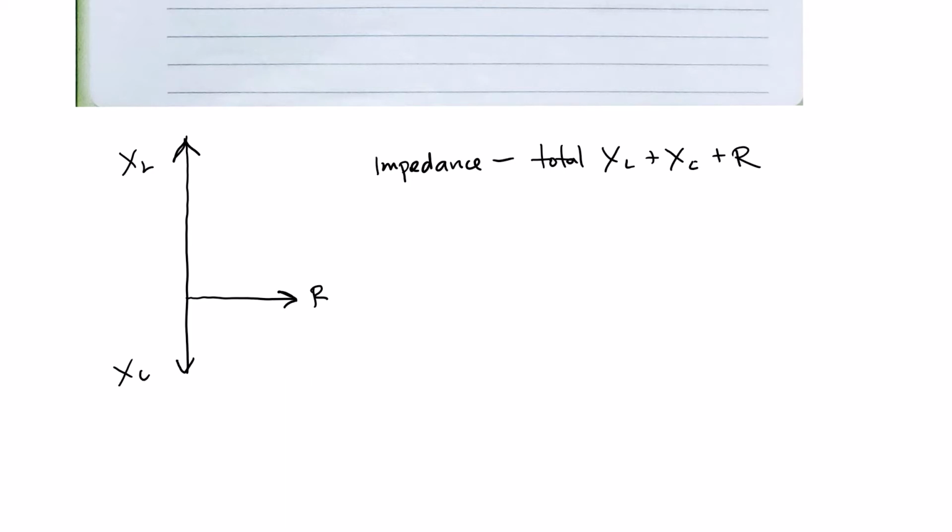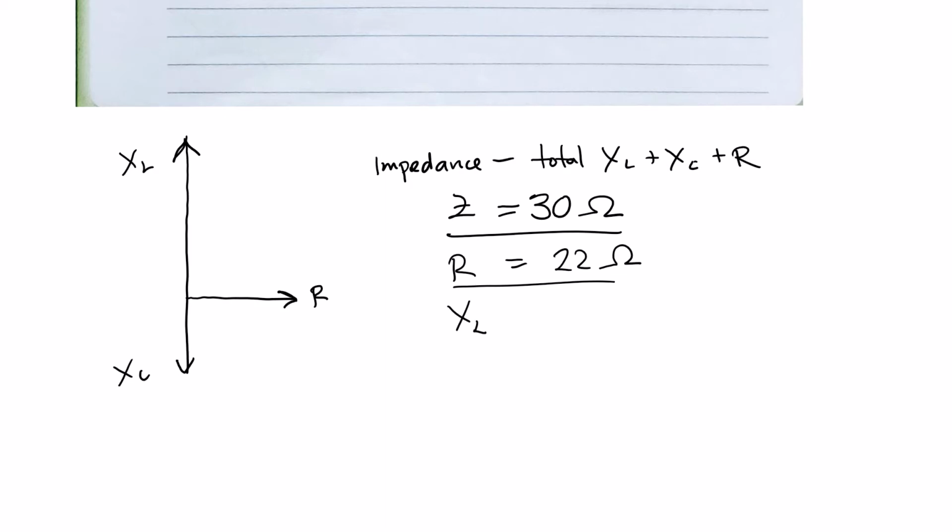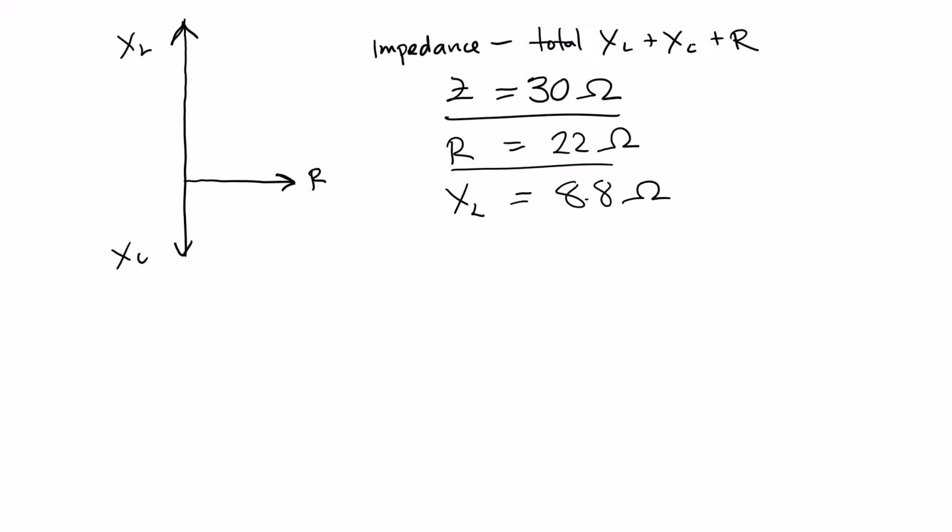So we've already worked out that the total impedance in this circuit is 30 ohm, and so that's our impedance Z. We're given that the resistance is equal to 22 ohm, and we showed that the inductive reactance is equal to 8.8 ohm. So how do we put this together in this diagram? The capacitive reactance, we don't know what that is. So let's put in our diagram what we know so far.